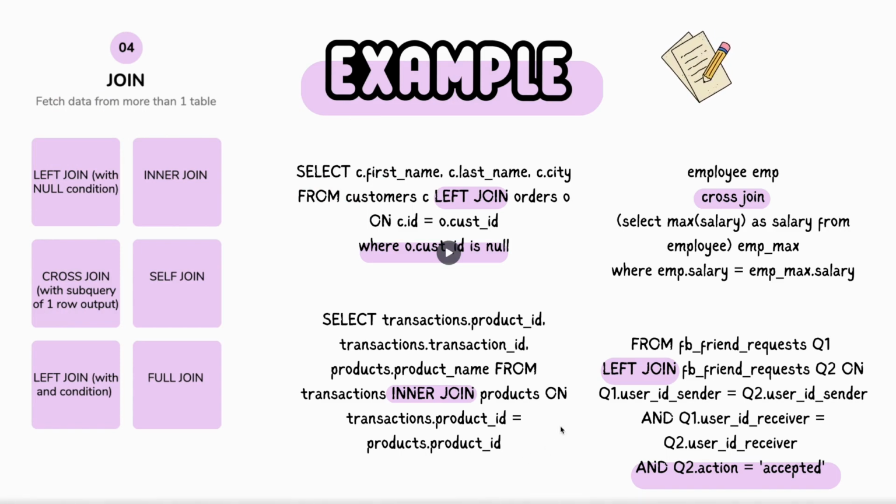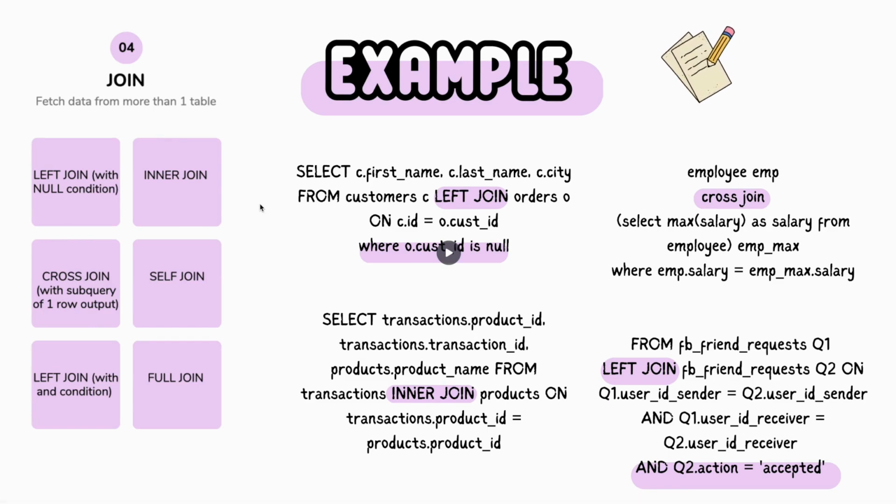In the first example, I am trying to figure out whether there is any customer who has not placed any order. So I am doing a customer left join with the orders table, and then in the where condition I am giving orders.customer_id is null. It means all the customers who have not placed any order. So remember this case: left join with null condition. It is very important and asked very often in interview questions.